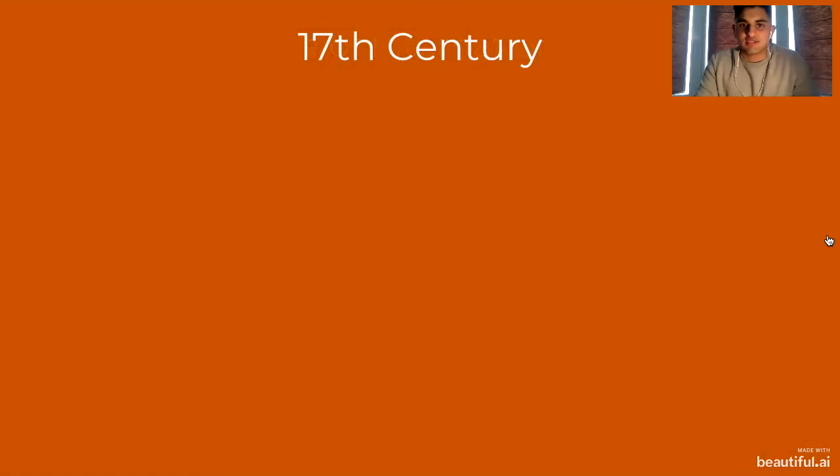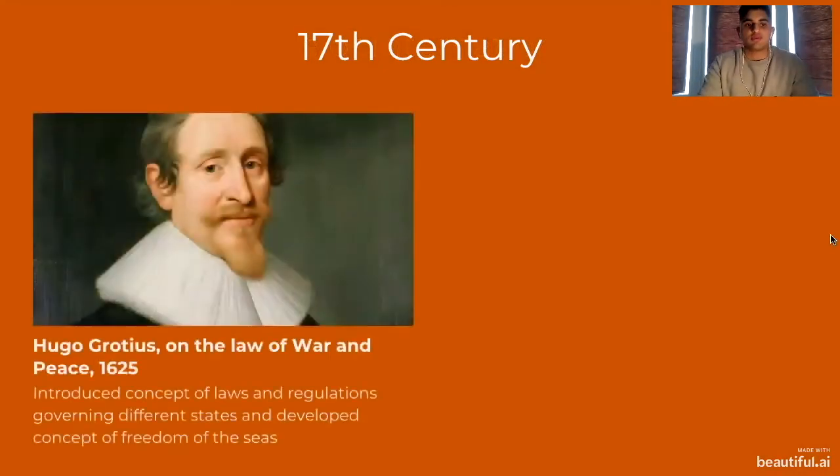So let's look at the 17th century. The two main developments that we see were, first of all, this man, Hugo Grotius. He wrote a book or an essay, I believe it was, called The Law of War and Peace, published in 1625. Grotius was a leading Dutch intellectual at the time. What he wrote in this book was that he introduced the concept of laws and regulations governing different states, right? Before that, people thought that there was no law governing two countries, two states.